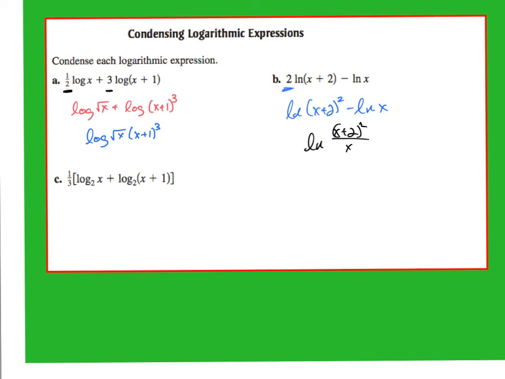All right. This x, or this 1/3 thing, is really a what? That's a power. That's a power. So this is log base 2 of x to the power of 1/3. And then I have plus log base 2 times x plus 1 to the 1/3. All right. And then this addition is really what? Multiplication. So now I end up having log base 2 of x to the 1/3 times x plus 1 to the 1/3.